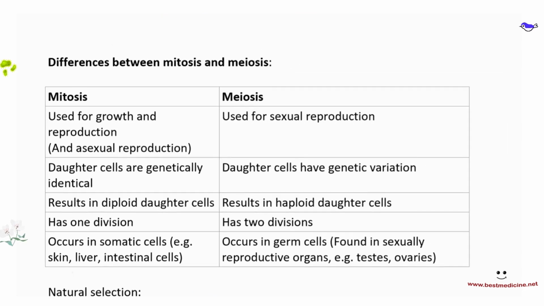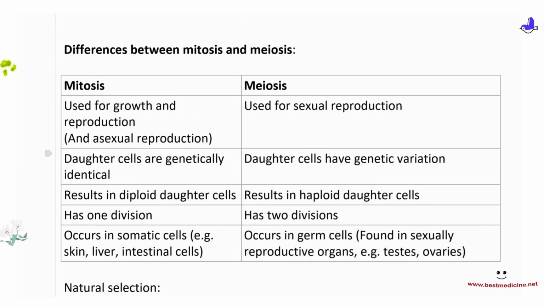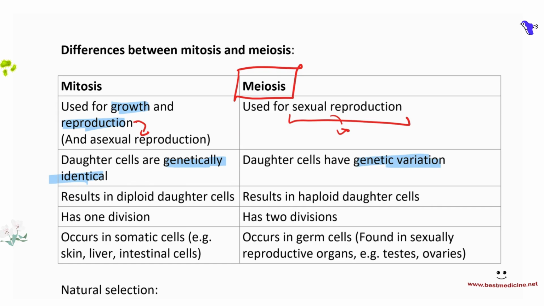So what are the differences between mitosis and meiosis? Let's have a look. Mitosis is used for growth and asexual reproduction, while meiosis is used for sexual reproduction only, because we're involved with two parents and the ability to make gametes. In mitosis, the daughter cells are genetically identical, while in meiosis, daughter cells have genetic variation. Mitosis results in diploid daughter cells. Meiosis results in haploid daughter cells.